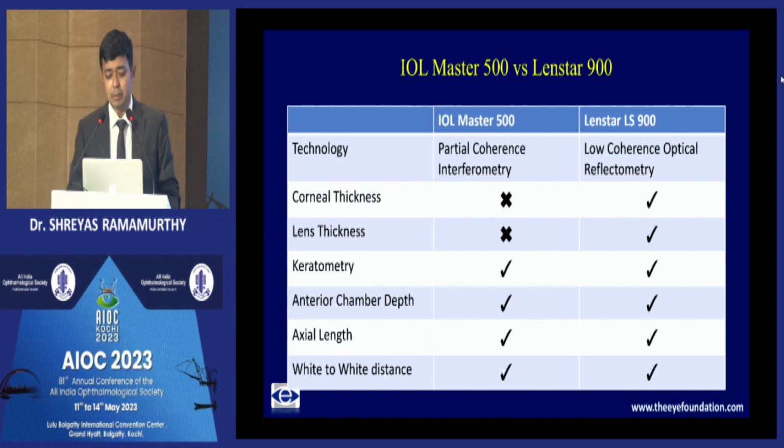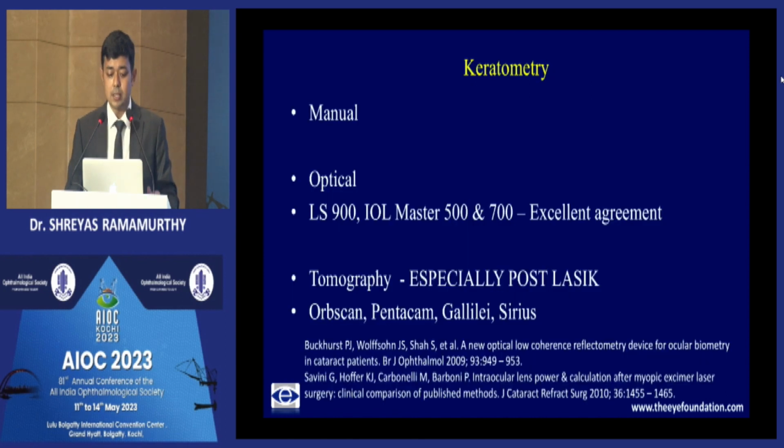There have definitely been advances with the IOLmaster 500 to 700 and LensStar 900. And essentially, what is happening now is most of these are now turning into B scan biometry. That is, you are able to get a cross section using swept source OCT. You are able to measure the lens thickness, anterior chamber depth very, very accurately. So I'll take you all through each of these components, starting from keratometry.